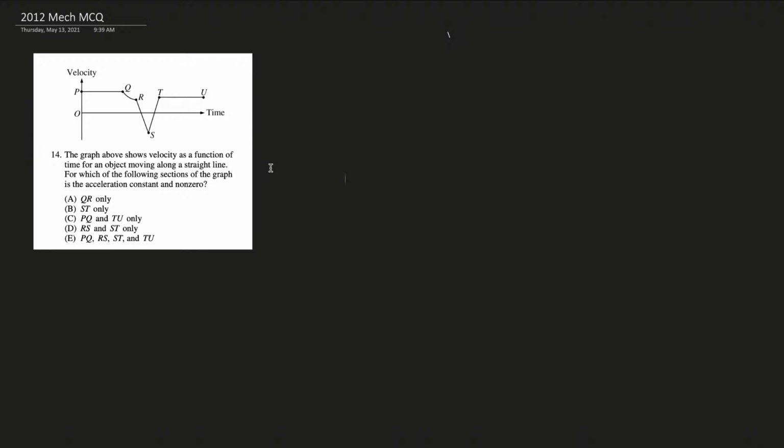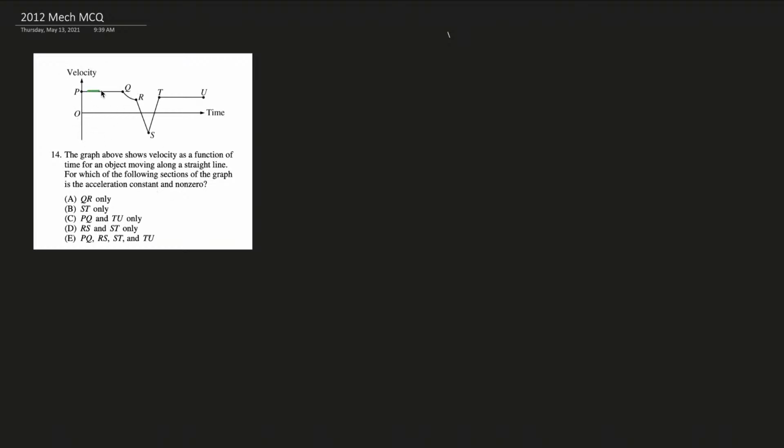All right, 14. The graph above shows velocity as a function of time for an object moving along a straight line. For which of the following scenarios of the graph is the acceleration constant and non-zero? So this is a velocity versus time graph. If we take the derivative of velocity, we get acceleration.